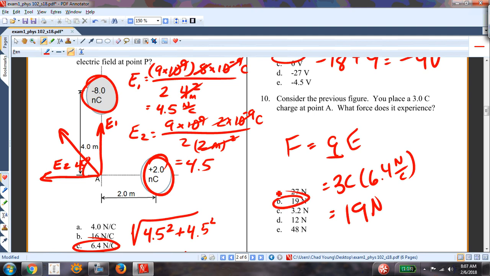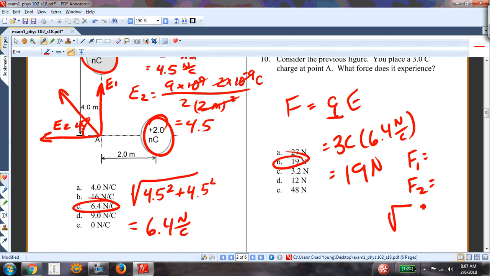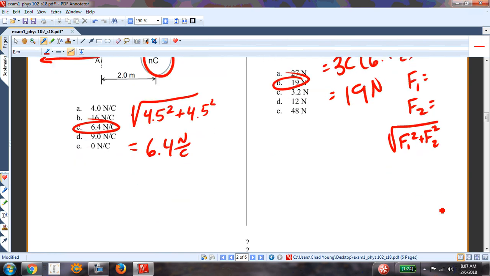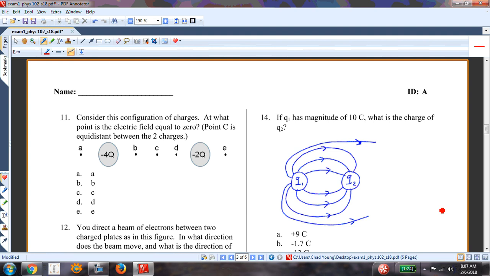The harder way, of course, would be to actually calculate what F1 is, F2 is, and you can certainly do that, and then say the square root of F1 squared plus F2 squared, because they're on the x and y axes. That will give you 19 newtons as well. That's the harder way to do it, and we've done that before, but since you already know the electric field, it's much easier just to use the definition of the electric field to find the force.